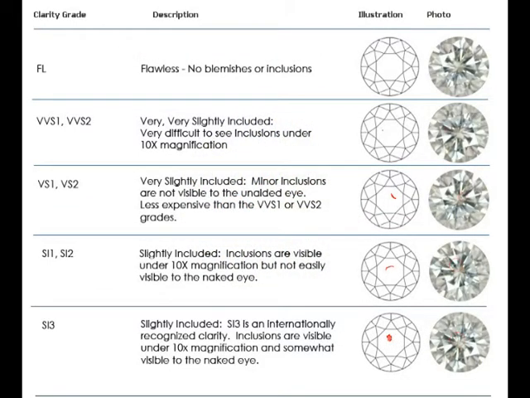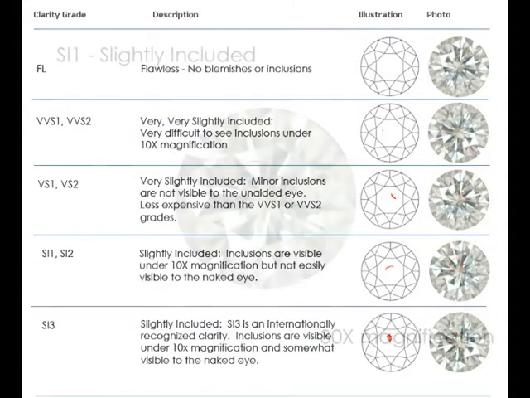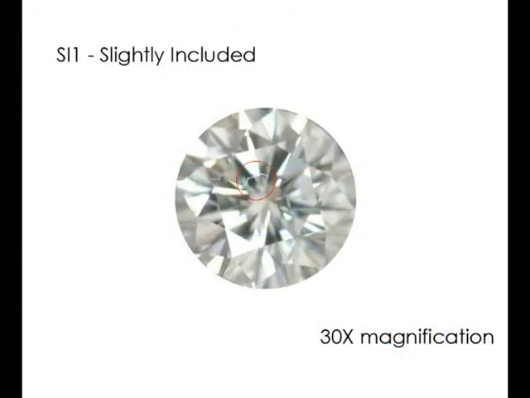The next clarity grouping is SI1 and SI2. This stands for slightly included levels 1 and 2. These are stones where inclusions are visible under 10 power magnification, but not easily visible to the naked eye. When you look at the images of these stones under 30 power magnification, what you can see in the SI1 stone is that there is a white inclusion which can be seen under the table, but this inclusion would not be easily visible to the naked eye.